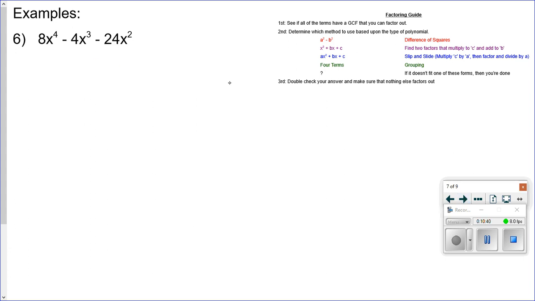Let's look at number 6 here. So look for a greatest common factor. Number-wise, I can factor out a 4. Variable-wise, I can factor out an x squared. So I'm going to factor out a 4x squared. So that leaves me with 2x squared minus x minus 6.